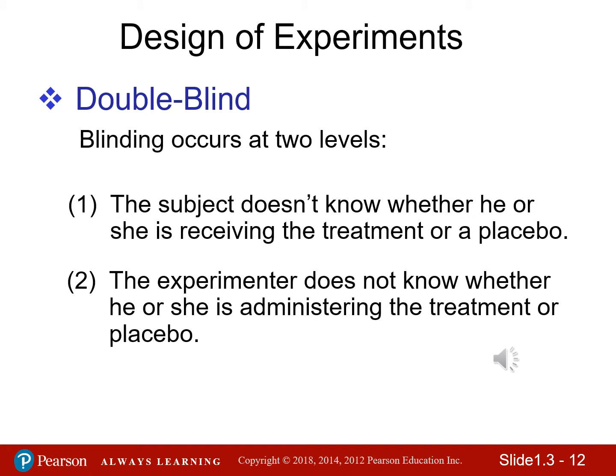In double-blind studies, the blinding occurs at two levels. In the first level, subjects don't know whether they are receiving the treatment or a placebo. In the second level, the experimenter doesn't know if he or she is administering the treatment or a placebo.